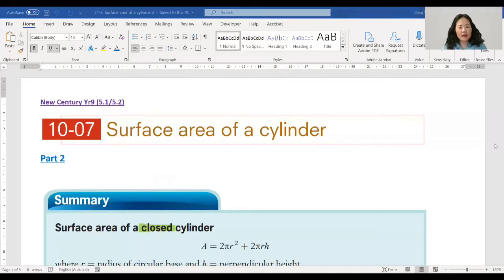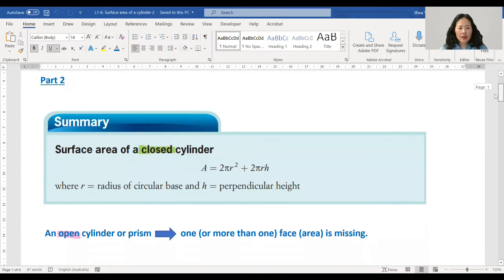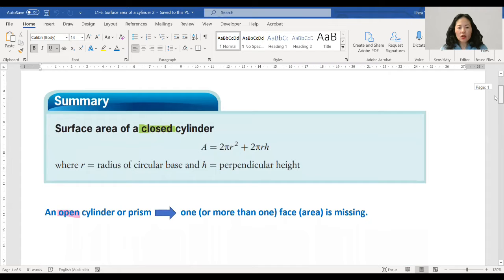Today's lesson is part 2 of surface area of the cylinder. We're going to be looking at some open cylinders. One that we've done in part 1 is the closed cylinder. Fully closed, so we counted every single part. There's only 3 parts in a cylinder: the circle on the top, the circle on the bottom, and the rectangle in the middle.